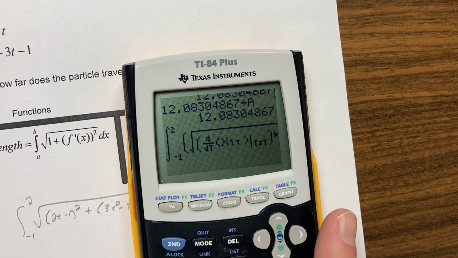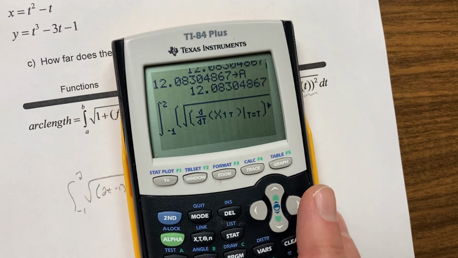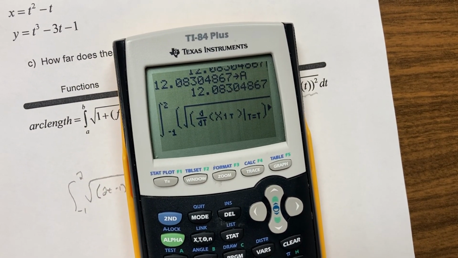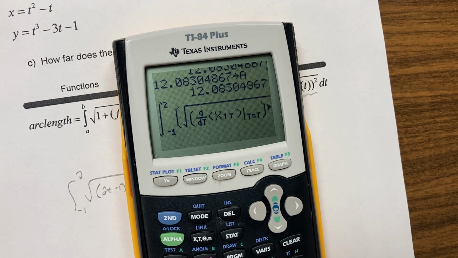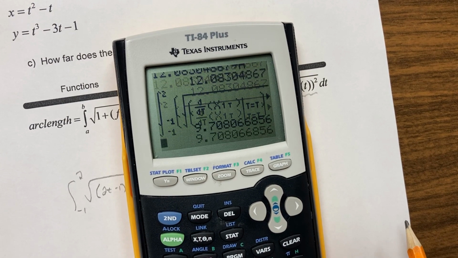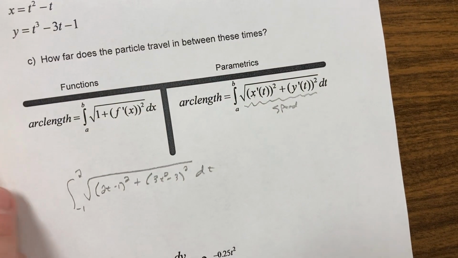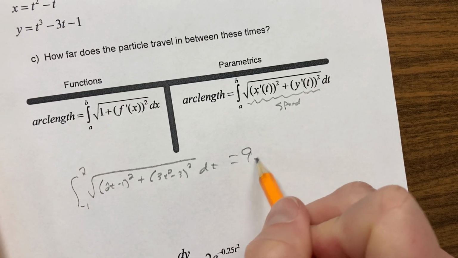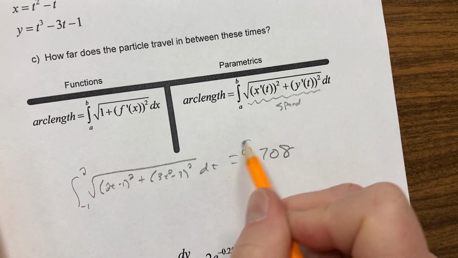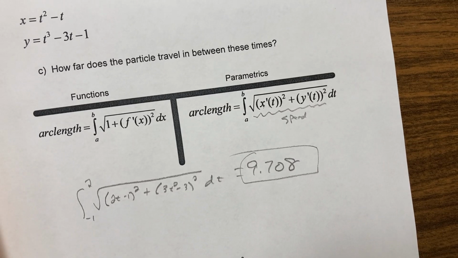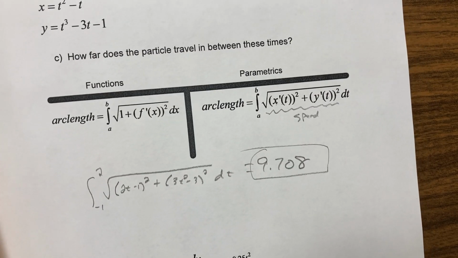This may take a little bit of time because there are a lot of calculations to do, but when we get our answer, that will be the distance all the way around this loop, 9.708. All right, that is our arc length. And that covers everything that we'll have to know on an AP test.